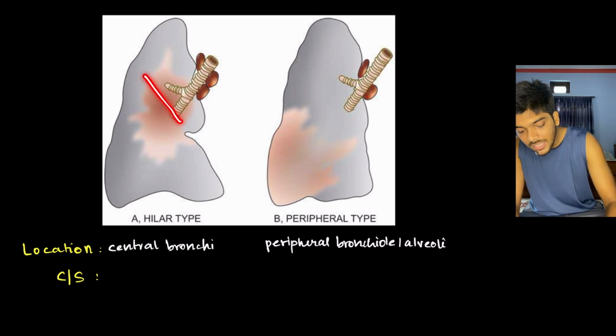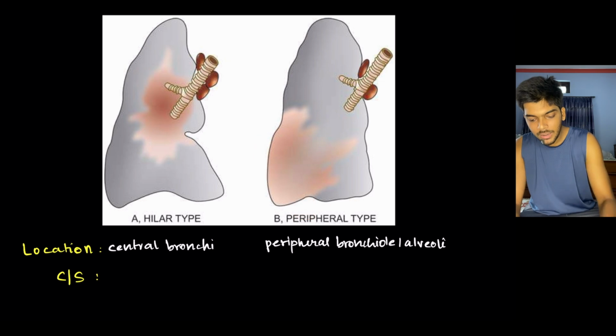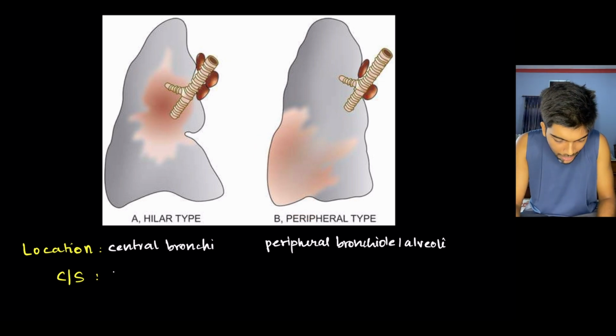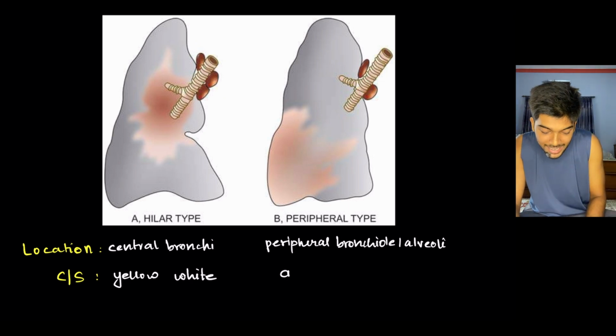Second difference, cut section. When you take a cut section of the central type tumor or the cut section of the peripheral type tumor, this is the difference you see. In central or hilar type, it is yellow-white. The cut section is yellow-white. The peripheral type, it is gray mucoid.